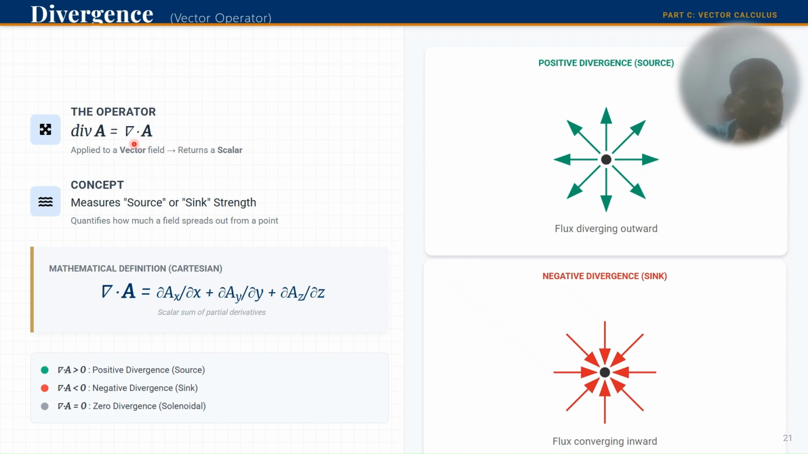Now the divergence. The divergence is applied over a vector field and is denoted as del dot A. Divergence is basically defined as the vector flow outward from a point. In this figure you can see flux diverging, which is known as positive divergence, also known as a source, and negative divergence is a sink, where flux goes towards the point. Whenever there is no divergence, we call it a solenoidal field.